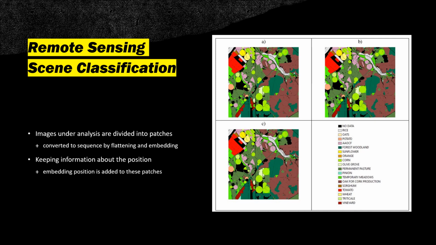So remote sensing scene classification: the images under analysis are divided into patches, converted to a sequence by flattening and embedding, and to keep information about the position, a position embedding is added to these patches. As you can see in the image to the right, A, B, and C are all the same images but over a different period of time, accounting for cloud coverage and land changes.